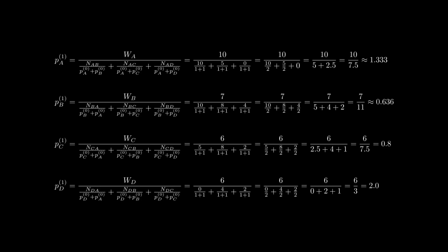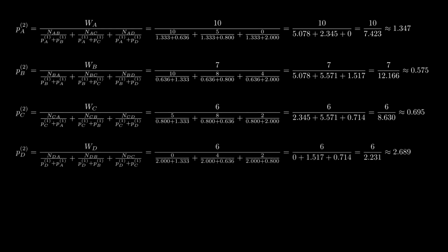Okay, so after one iteration, our new strength estimates are Alice 1.333, Bob 0.63 repeating, Charlie 0.8, and Diana 2. Notice how the rankings are already starting to emerge. Diana, who has had a perfect record, has the highest score. Alice, who won a lot, is next. Bob, who lost the most, is the lowest. This single step has already given us a much better approximation than just guessing.